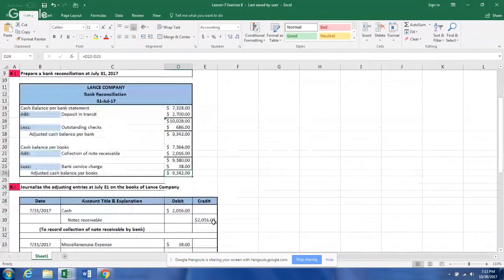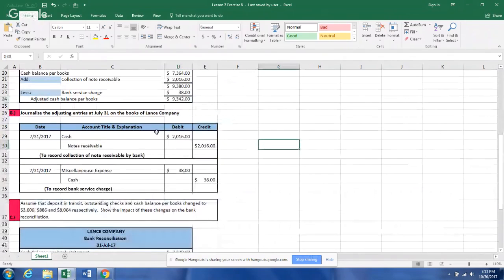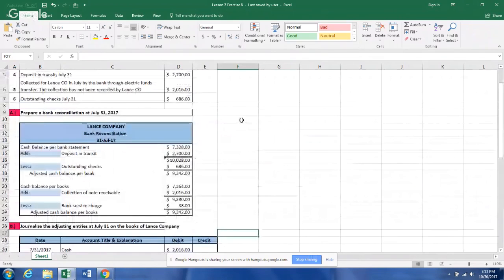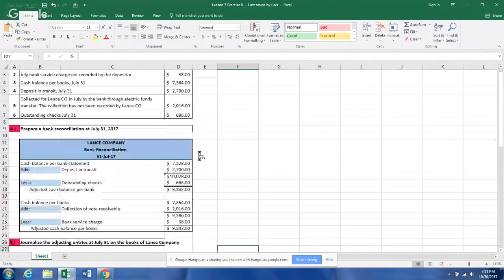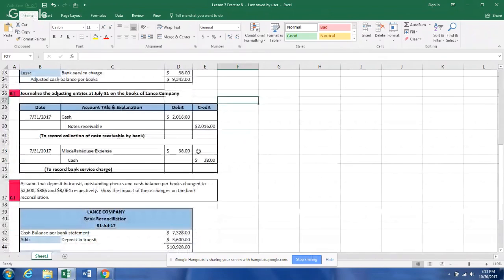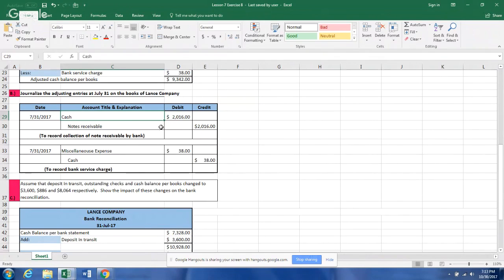So the second step was to journalize the adjusting transactions that were not previously entered. And it tells us that on line 2, the July bank service charge was not recorded, and neither was the electronic funds transfer. So we have to come down here and record those two. So for your first entry, you're going to record your notes receivable. You're going to debit your cash account for the $2,016, and you're going to credit your notes receivable for the same amount.